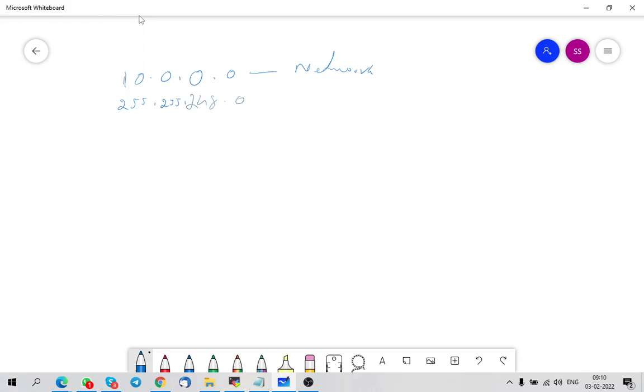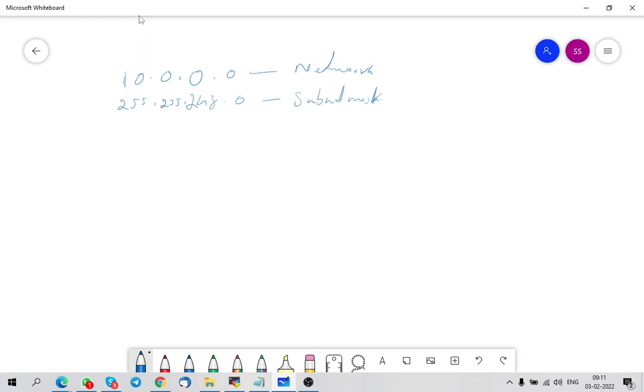248.0. So this is the subnet mask we are using. Now we'll see in detail. Basically, in an IP address or in the subnet mask, we can see there are 4 octets. Each octet has 8 bits.